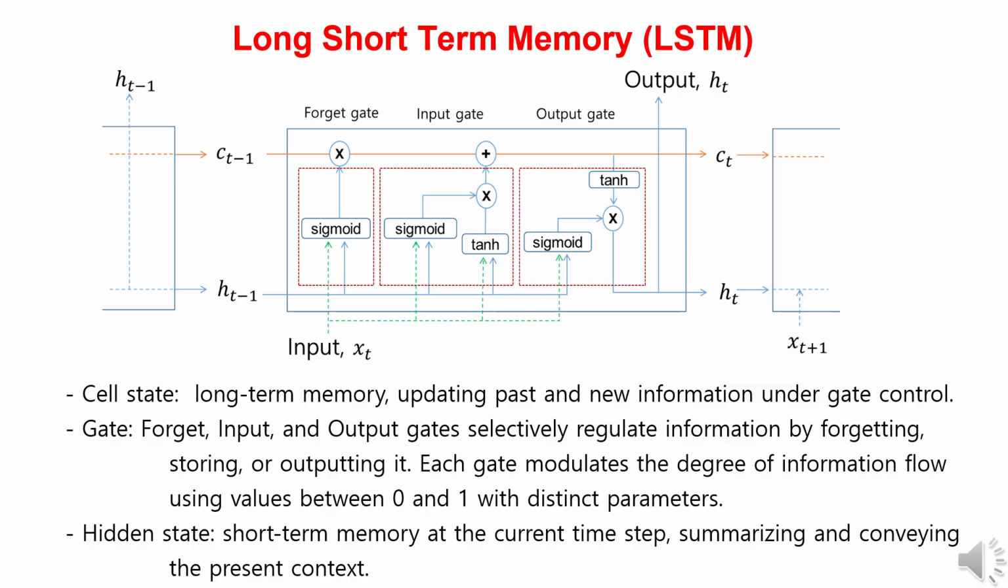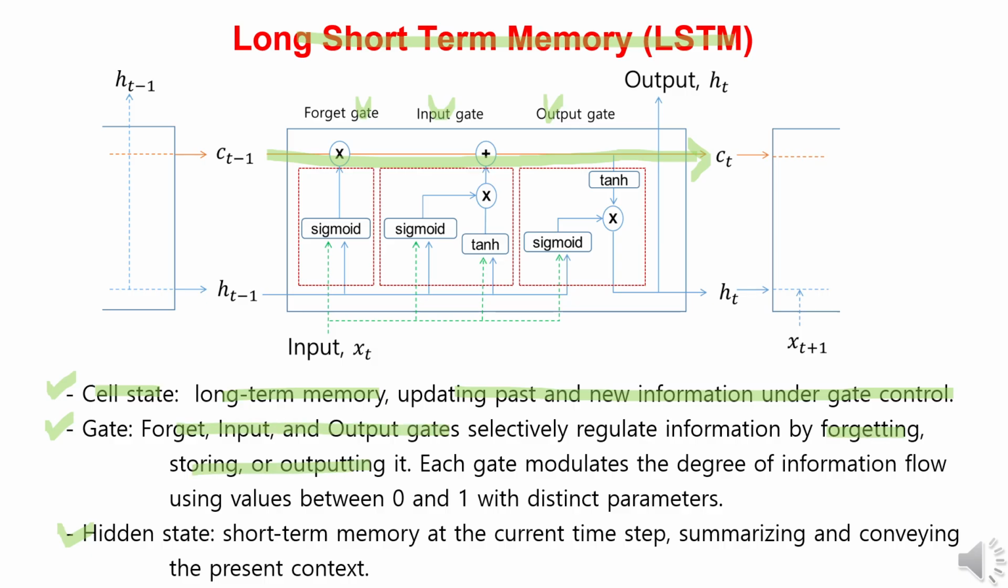Let's take a closer look at the structure of LSTM. LSTM consists of three main components: the cell state, gates, and hidden state. First, the cell state is a long-term memory, updating past and new information under gate control. Through the forget, input, and output gates, LSTM selectively decides which information to forget, store, or output.